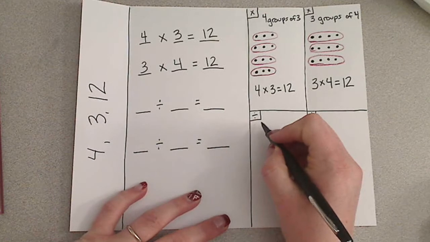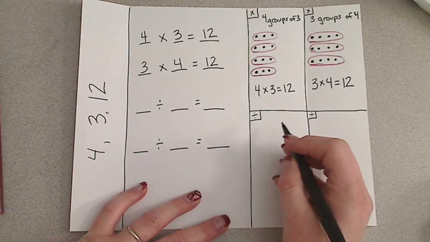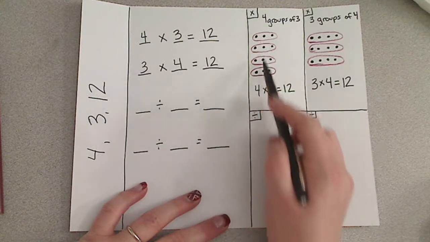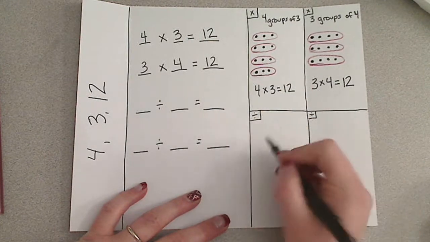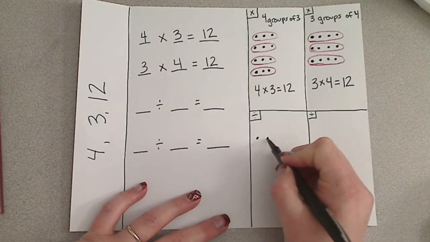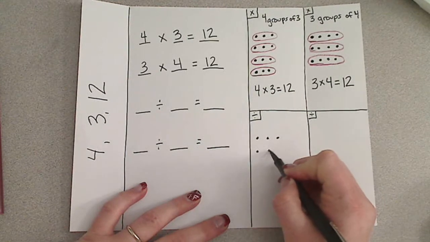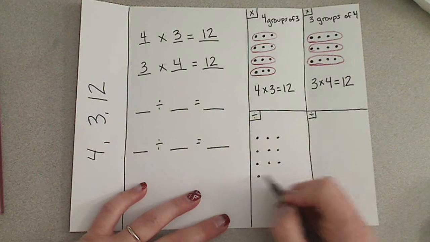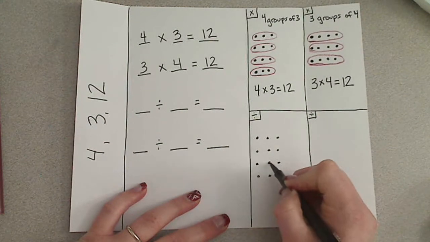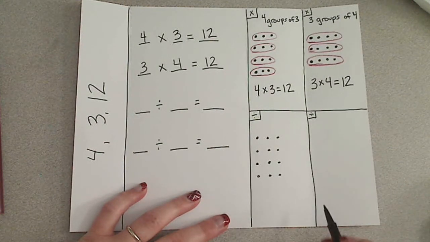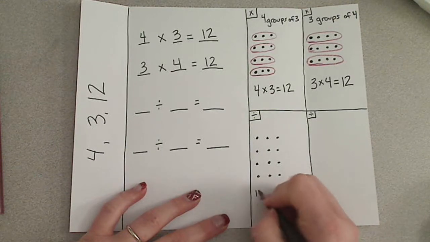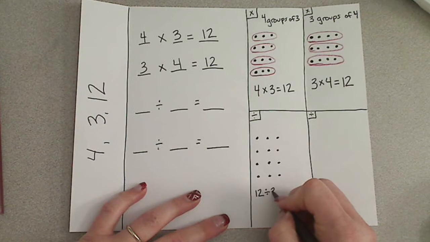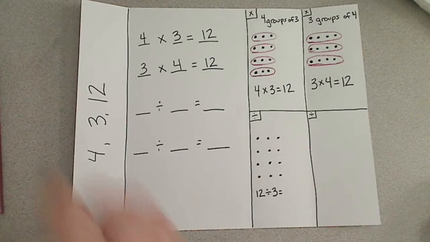So we're going to start by drawing our 12. And in this case, I always try and draw the first one like this one to help them see that connection. So 1, 2, 3, 4, 5, 6, 7, 8, 9, 10, 11, 12. And I'm going to take those 12 and divide them and put 3 in each group.